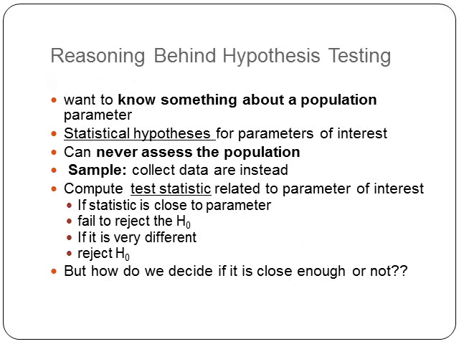Reasoning behind hypothesis testing: we want to know something about a population, and all we have is a sample. So we use the statistic to try and estimate something about the population. Our statistical hypothesis for the parameter of interest never really assesses the population directly, but just uses that sample as the best evidence that we can have. We compute test statistics related to the parameter of interest. If a statistic is close to the parameter, we fail to reject the null. If it's very different, we reject the null. But how do we decide if it is close enough or not?